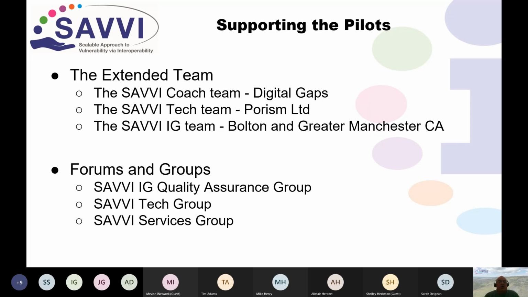Now, to support our pilots, we've appointed some experts in some key roles. So we have what we call the SAVVI coach, and the idea of the SAVVI coach is that they are about explaining and unpacking the SAVVI process to the pilot authorities, and indeed the SAVVI coach is going to be capturing the case studies in a way that then other councils can come along behind and see if it's an experience that they would want to follow.